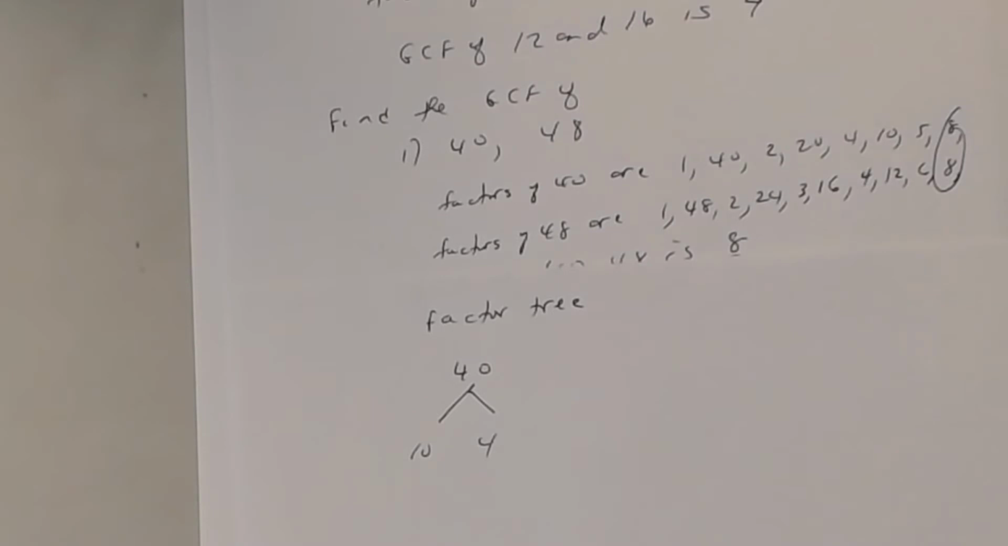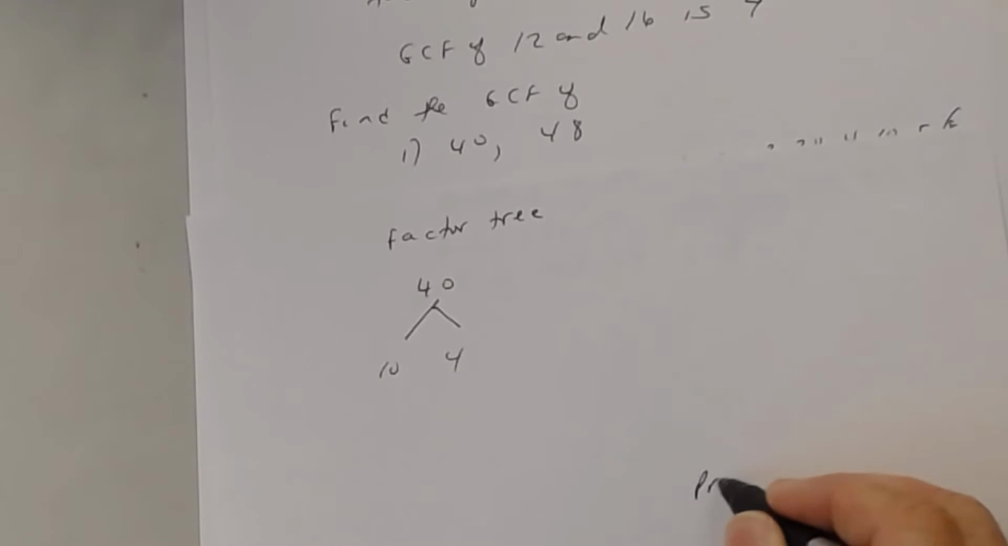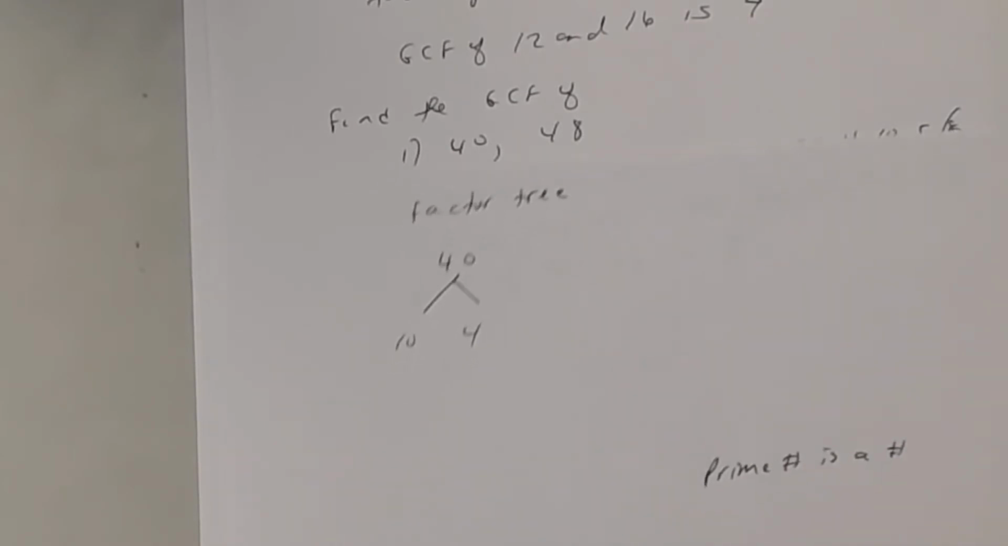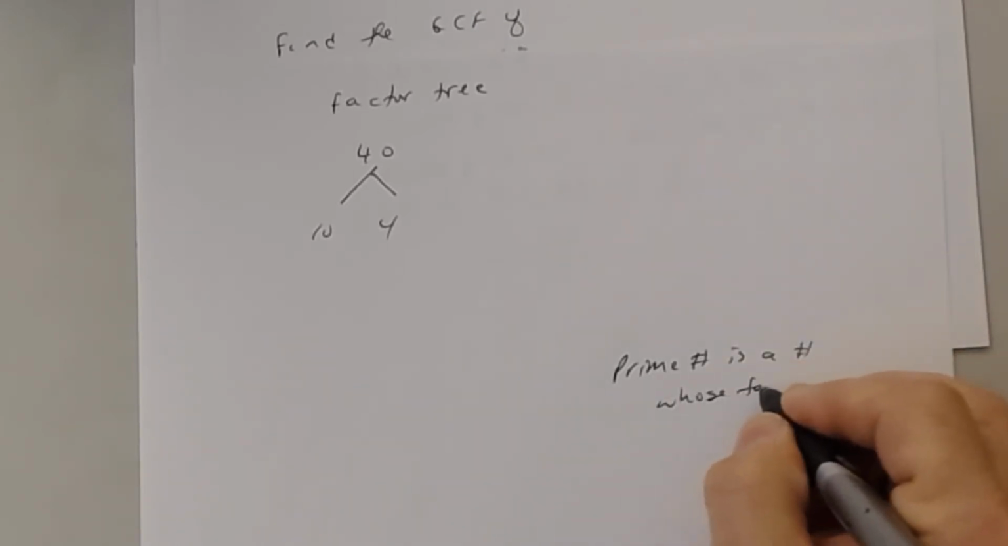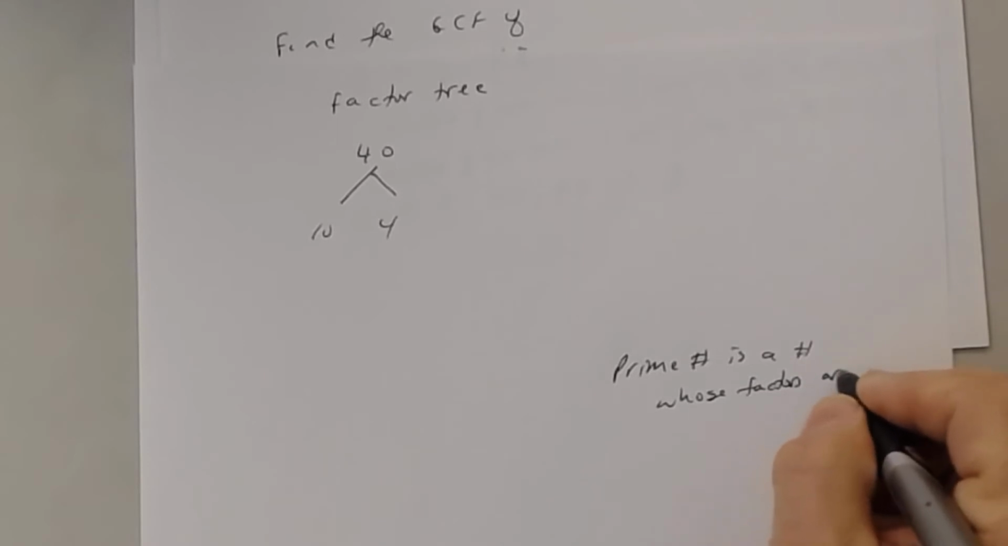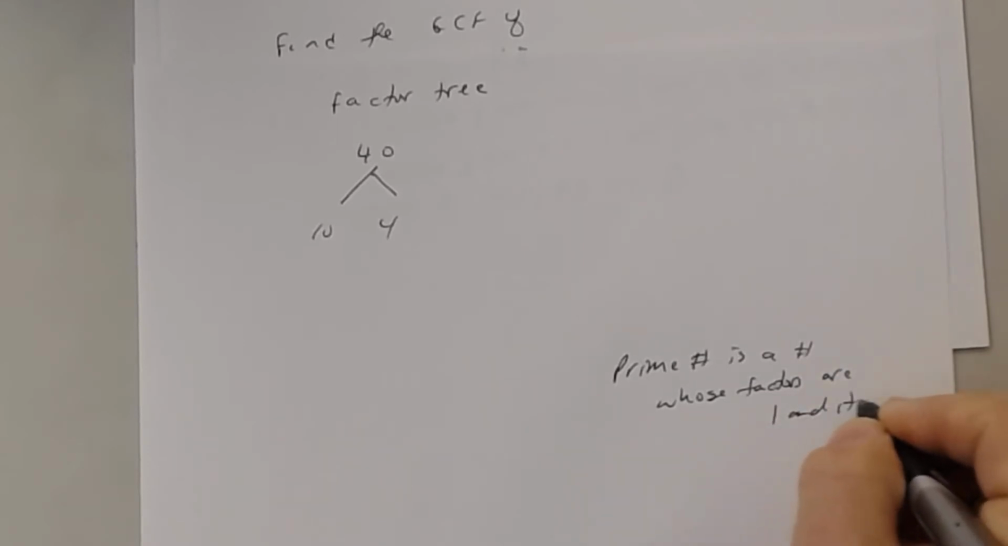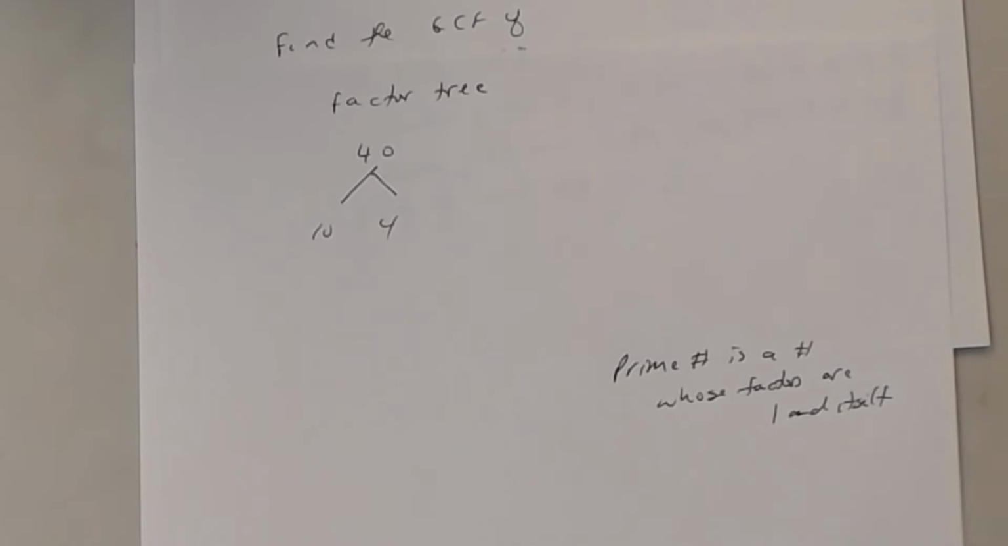Now you ask yourself, is 10 a prime number? No. 10's not a prime number. So you got to remember what a prime number is now. So a prime number is a number whose factors are one and itself, no other.